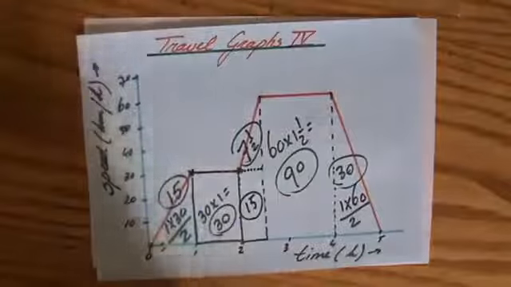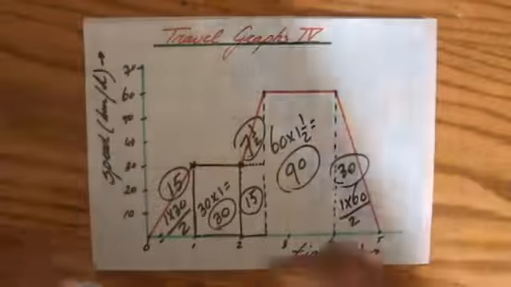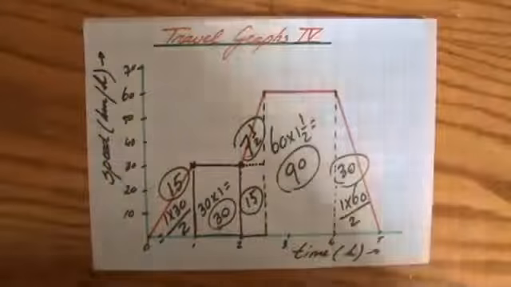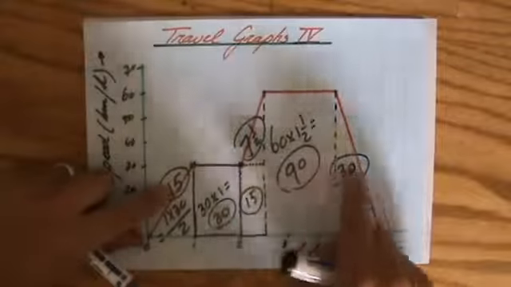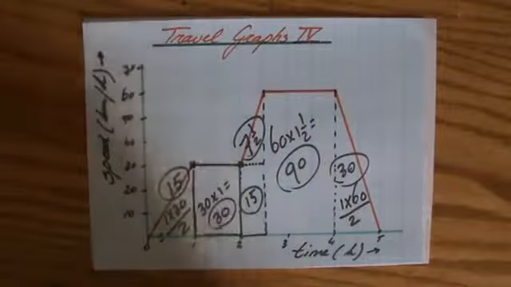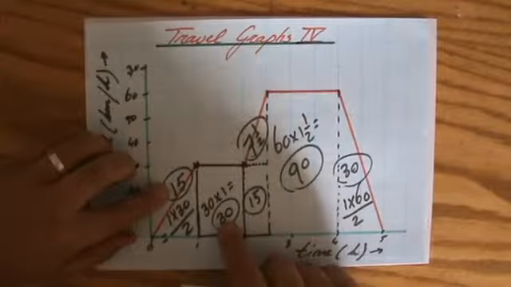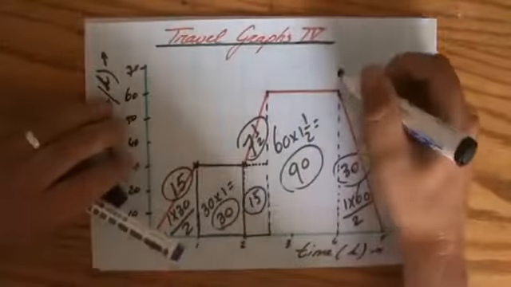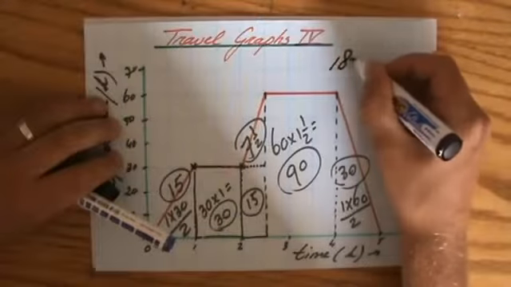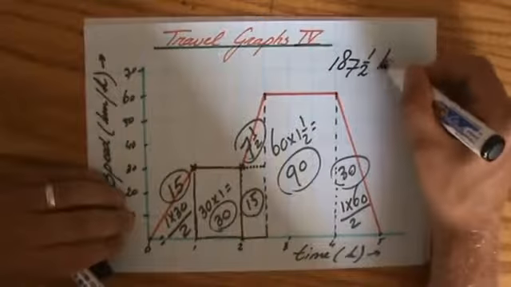So I have all those individual pieces of distance driven by this vehicle. So what is the total distance? What is the total area underneath my graph? That is the sum of those individual distances. So what is that? 30, 60, 90, 180, 187.5. 187 and a half kilometers.